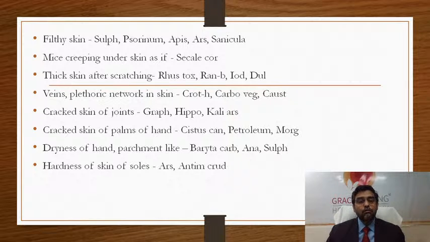I just told you a case of a tumor in the abdomen where the soles of the patient were so hard. The patient told me that it looks like an elephant skin. It is so hard. And that was a case of Arsenic album which responded very nicely to the treatment. The second remedy you should always remember for hardness of skin of soles is Antimonium crudum. Again, a very, very important remedy, Antimonium crudum. I hope everybody is following what I mean to tell.